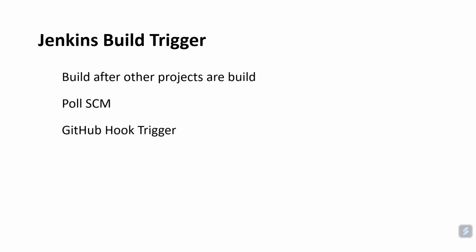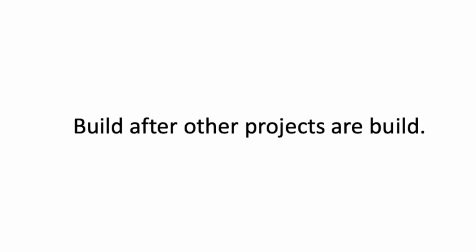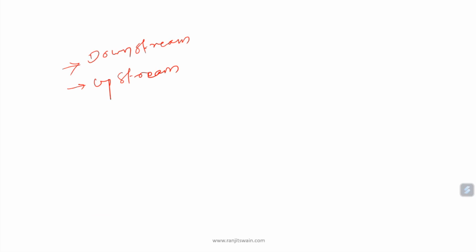Before we set up this triggering option, we should understand a little bit about downstream and upstream project setup. What is a downstream project and what is an upstream project? Because these jobs are dependent on each other. So let's see in detail what it is. The first thing we need to understand is when we need to set up the jobs, which job will be upstream, and which job will be created as downstream.